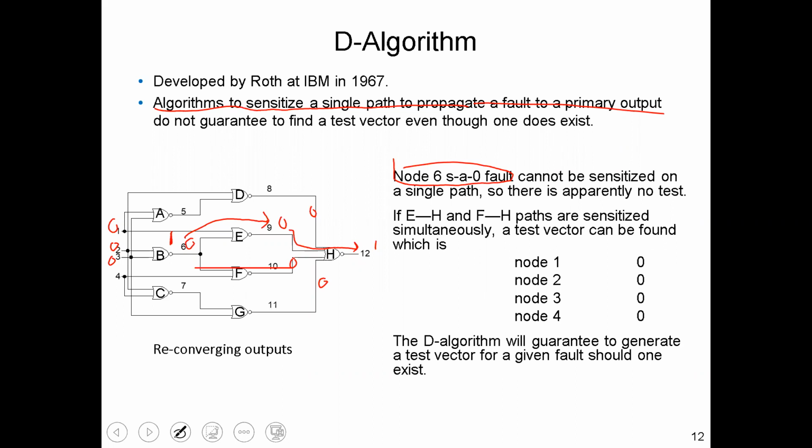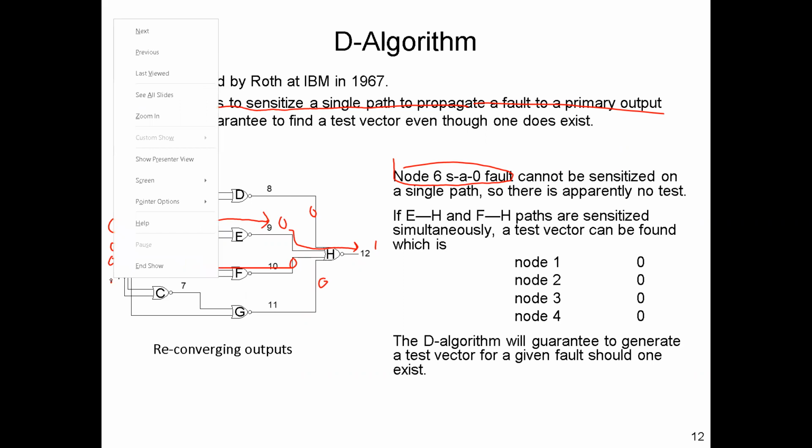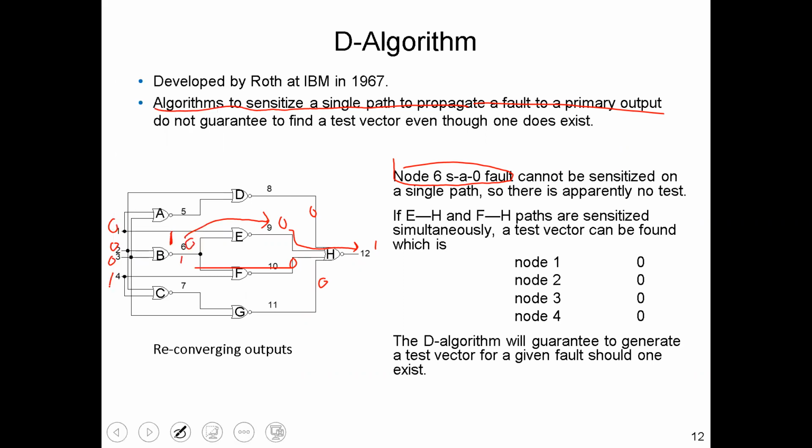Okay, so to set node 10 to be 0, node 4 should be 1. Node 4 should be 1. So 1, 1 in the gate F. Node 6 is 1, node 4 is 1. So the output of gate F will be 0.